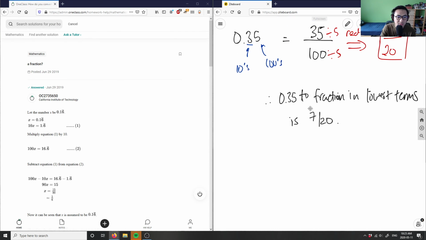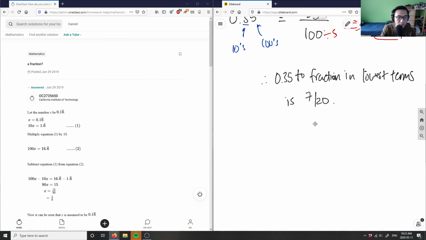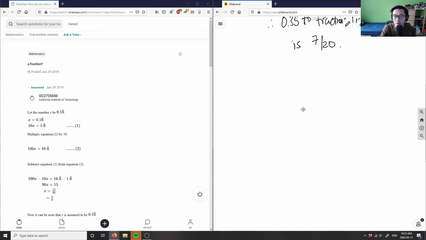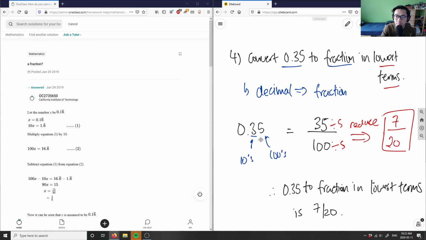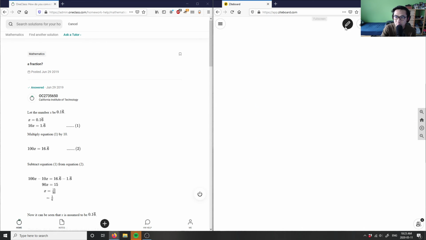Number 5 says something as a fraction. I think it says 0.16 bar here as a fraction. So let me do that for us. So this is number 5. I think the question's cut off here, but I want 0.16 bar as a fraction.